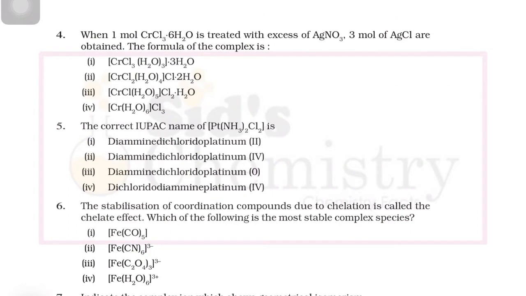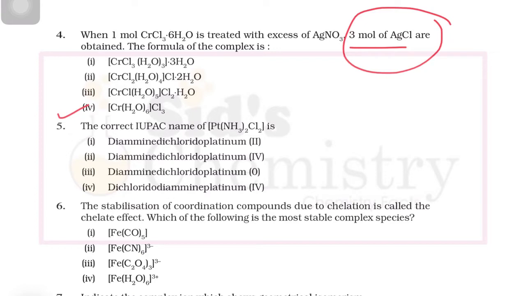Now coming to question number 4, when 1 mole of CrCl3·6H2O is treated with excess of AgNO3, 3 mole of AgCl are obtained. The formula of the complex is. Dear friends, it is similar to question number 3, and therefore we have to look at how many Cl minus will be available to form 3 mole of AgCl. If we want to form 3 mole of AgCl, we must have 3 Cl free in the form of ions, and that is available in option number 4 only. So the correct answer will be option number 4.